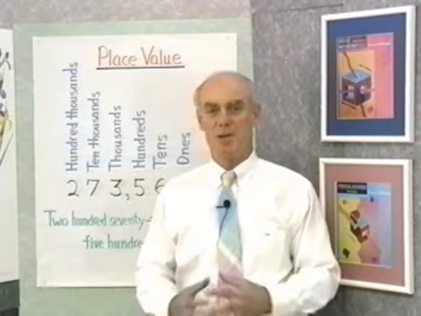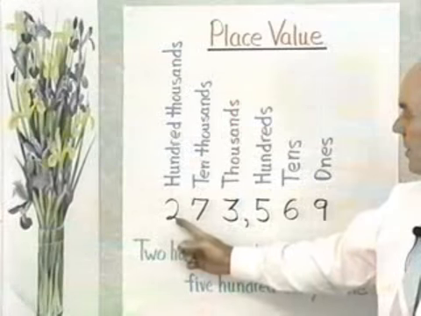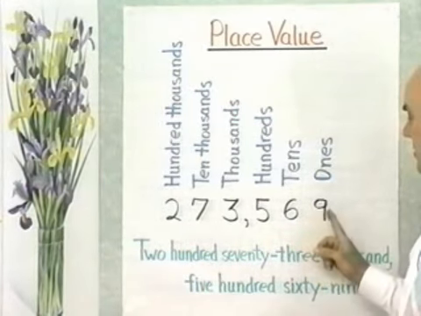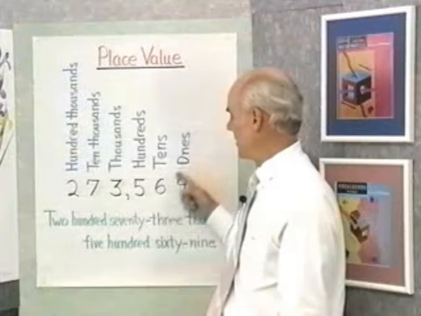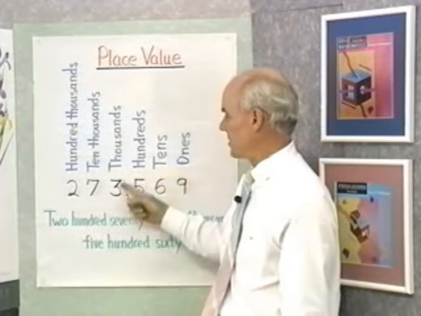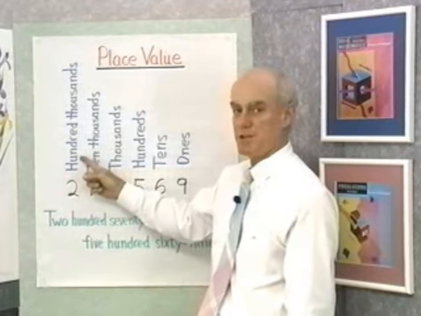The first thing that we want to talk about here is place value. Now I've written over here on the board a number, 273,569. Now this digit 9 is in the ones column, 6 is in the tens column, 5 is in the hundreds column. This is the thousands, here is the 10,000s, and here is the 100,000s column.